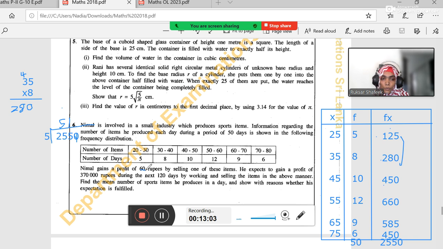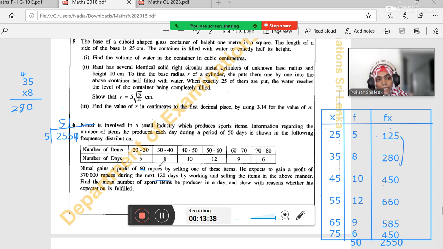What are they asking us to prove here? What does he want to do? Nimal gains a profit of 60 rupees by selling one of these items. So the average amount that he has sold is 51, right? So 51 items a day. Now 51 items a day, one item is 60 rupees, so it is 51 multiplied by 60. So when you multiply 51 by 60, you get the answer 3,060 rupees, right? But that's not the end, because they are telling us about the next 120 days.